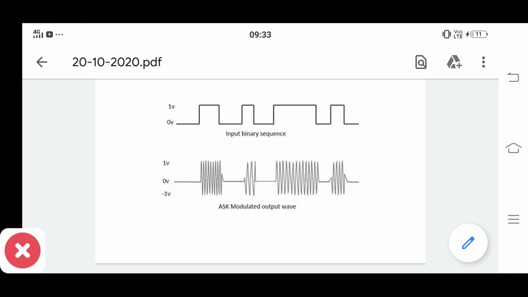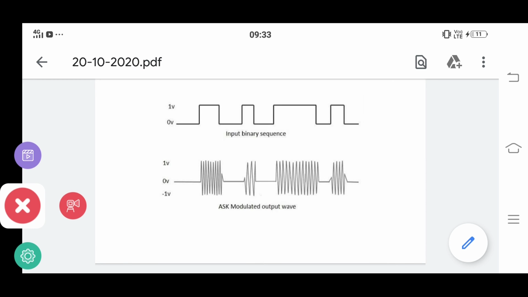It is the first mechanism for digital data to analog signal conversion.